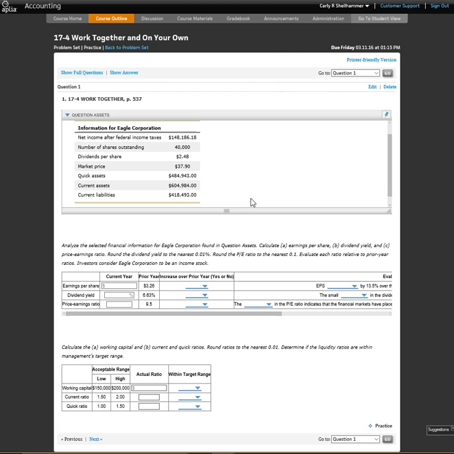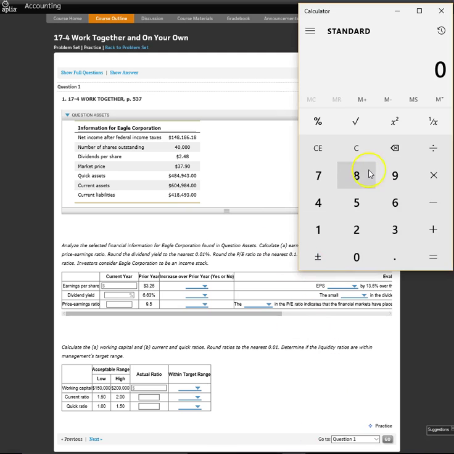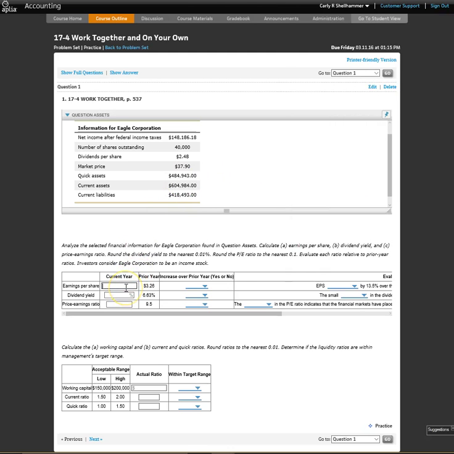So I've got the book open because with each one of these calculations I'm going to have to remember how to do them. First of all, earnings per share. In the book it says I take my net income after federal income tax and divide it by the number of shares outstanding, and that gives me my earnings per share. So 148,186, divide by 40,000, and I get 3.7. That's my earnings per share. Okay, prior year was 3.26, so an increase.